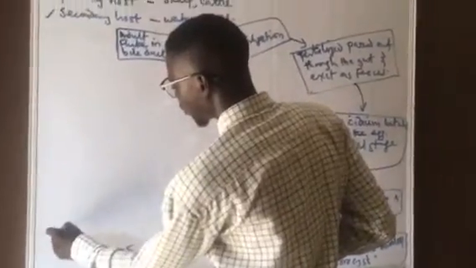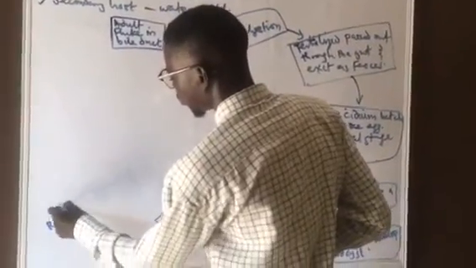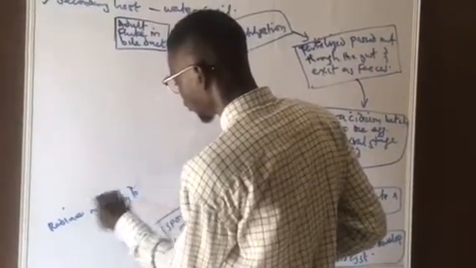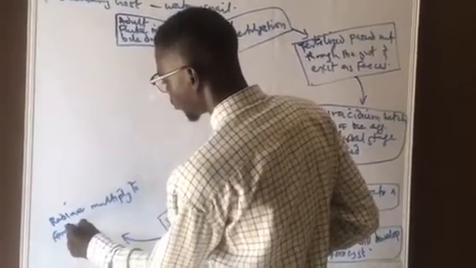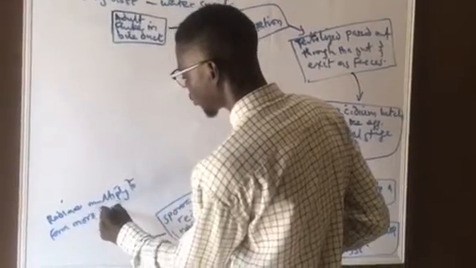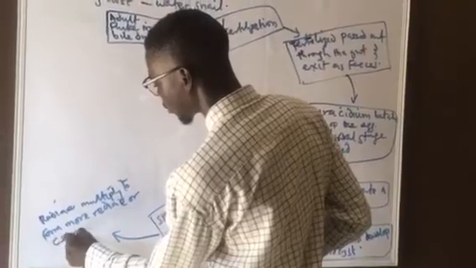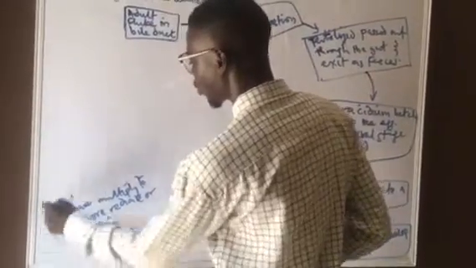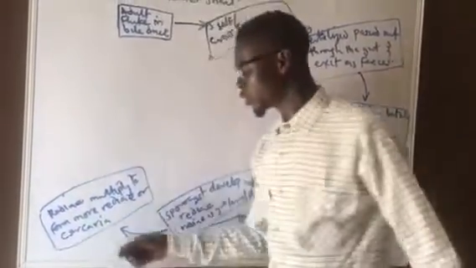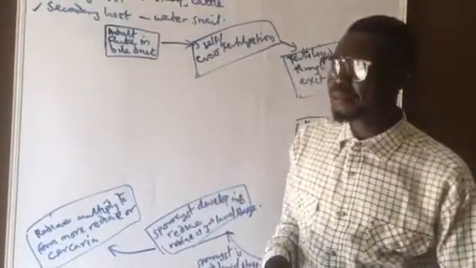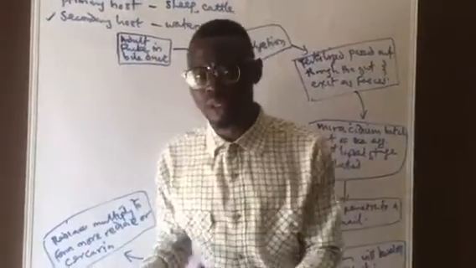The radia multiply to form more radia or cercaria, depending on the condition of the environment. So the cercaria has developed a lot of structures that make it resemble the adult liver fluke.